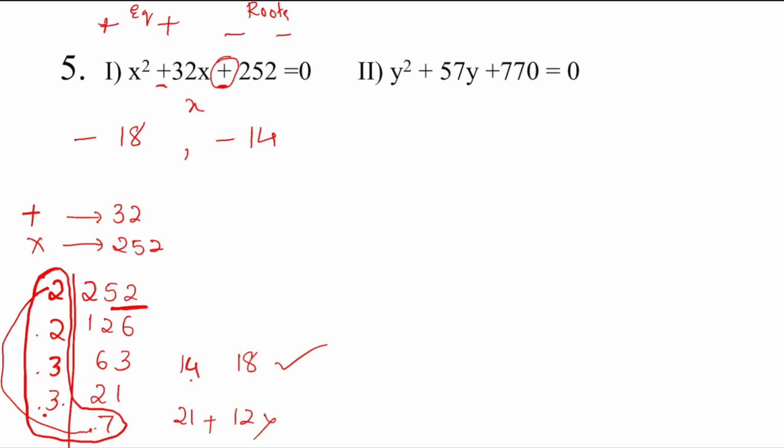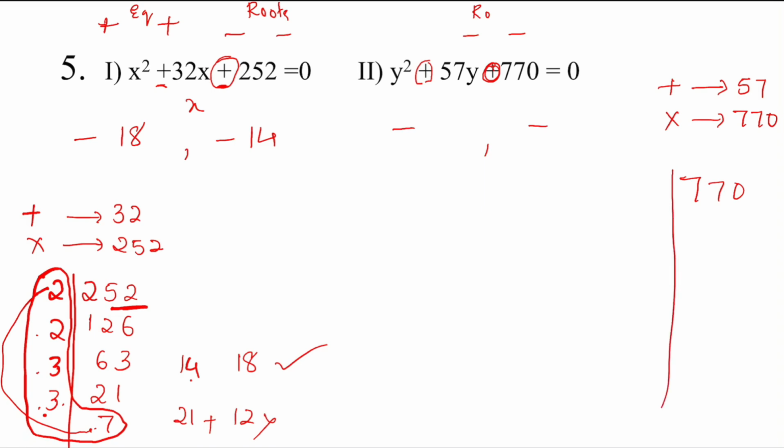Next, y square. Next equation, y square plus 57y plus 770. So again we have plus here, plus here. That means our roots will have minus, minus. Next, two numbers. Now addition is here, so if you add you should get 57, and if you multiply you should get 770. So what are those two numbers? How will you find out?